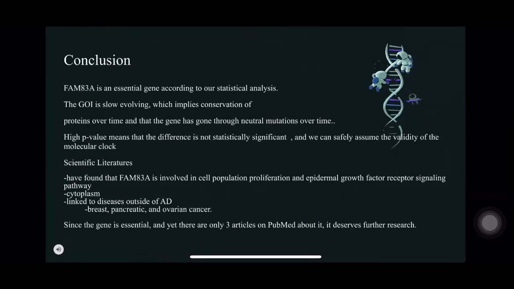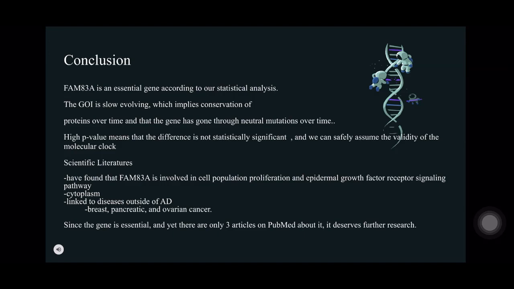In conclusion, my gene of choice, which is the FAM83A, is an essential gene according to our statistical analysis. It is slow evolving, which implies conservation of proteins over time, and that the gene has gone through neutral mutations over time. The high p-value also means that the difference is not statistically significant, and we can safely assume the validity of the molecular clock.